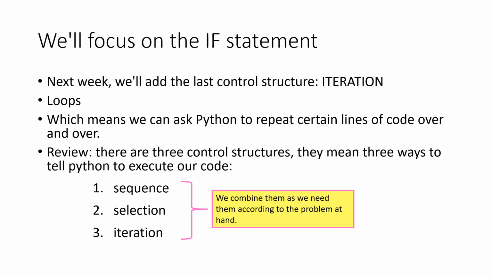So this week we're focusing on the if statement, and next week we're going to add the very last control structure that is called iteration. Iteration is another word for loops. What a loop means is that we can ask Python to repeat a certain line or a few lines of code over and over and over. There are different styles of loops. There is something that is called the for loop, another one that is called the while loop. So those are the keywords that we're going to use for the loops.